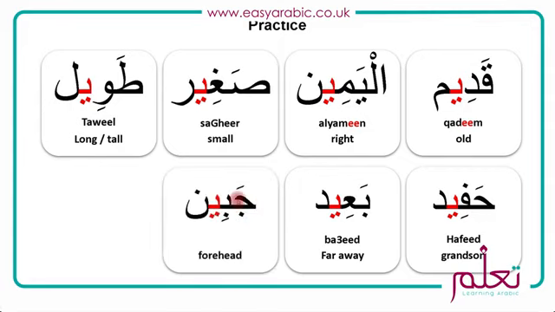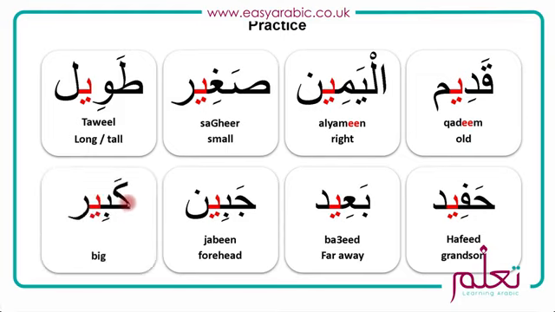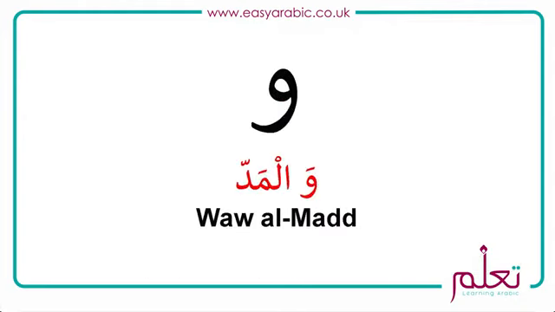Next one, we have jim with the fatha, which is ja. Ba with the kasra is jabi, and then the ya, which is jabin, which is forehead. And then we have kaf with the fatha, sorry, which is ka. Ba with the kasra is kabi, and then the ya is kabir. Okay, so that is ya al-mad. Okay, so next we have the waw al-mad.